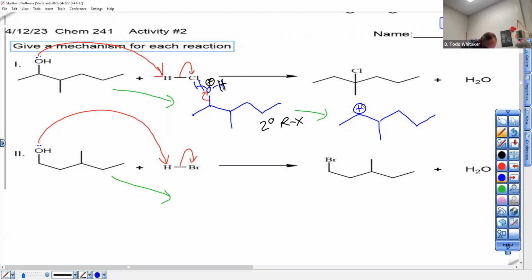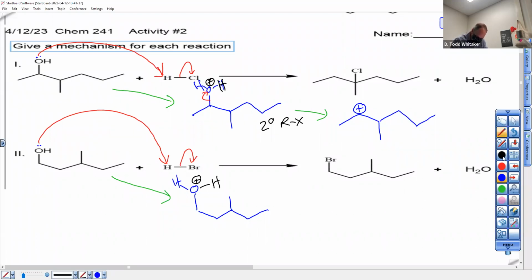I do not want you doing that with this alcohol. Do not do it with this alcohol, because if it leaves and makes a carbocation, what kind of carbocation would that be? Primary is illegal. You are now no longer allowed to draw primary carbocations ever. They're haram. Don't draw them. So you don't have that option over there.